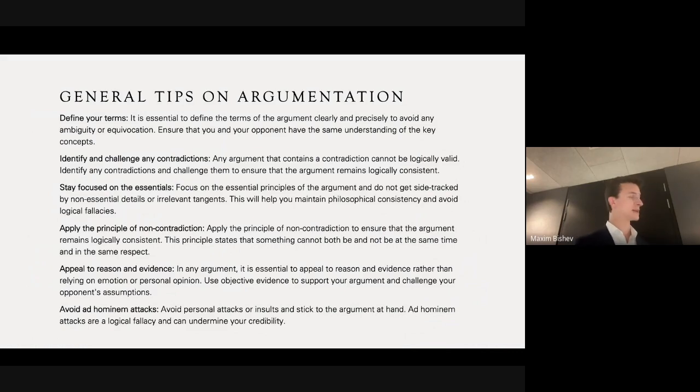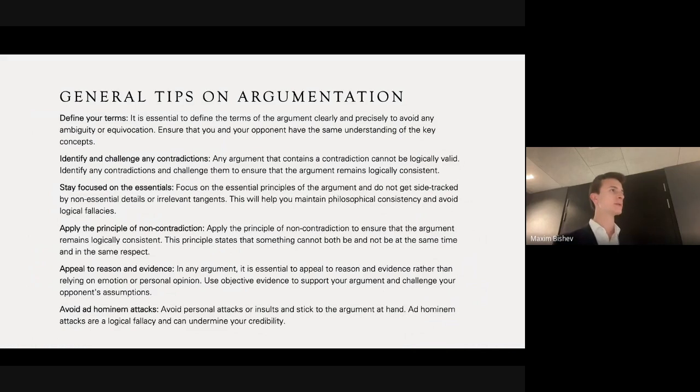Okay, identify and challenge contradictions. A contradiction is a statement that is either impossible by its own logic, or two separate statements that contradict one another. For example, if I say all A's are B's, then I say no A's are B's, not possible, right? Or if I say A is B, and then I say A is not B, that's a contradiction.